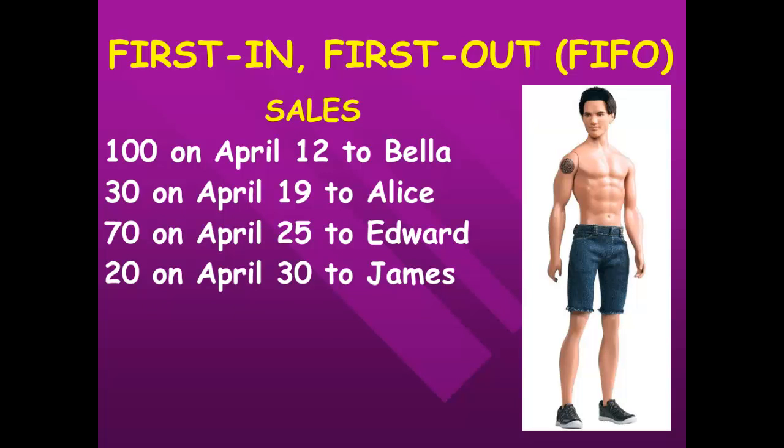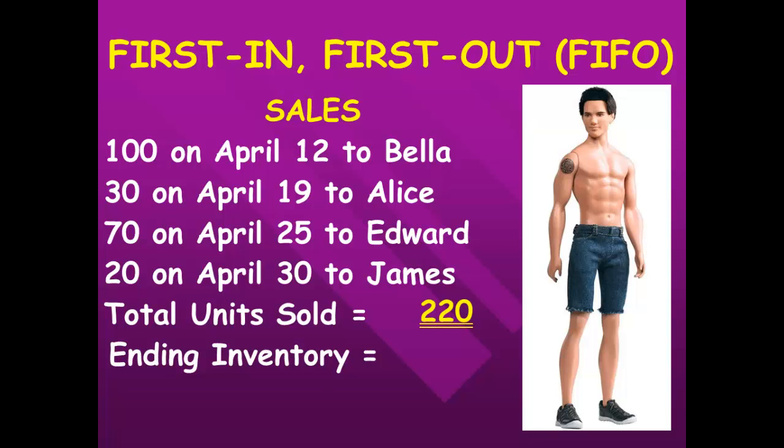Here's what we sell. $100 on the 12th, $30 on the 19th, $70 on the 25th, and $20 on the 30th. Total units sold? Well, if I add them up, I sold 220 units. My ending inventory? Well, tell me this. How many dolls did I have in total that I could have sold? 270. I actually did sell 220. How many must be left? 50. So this is another check figure right here, the 50. When we finish this problem, what we should show in ending inventory are 50 units. If we end up with 45 or if we end up with 60, we've got a mistake then.